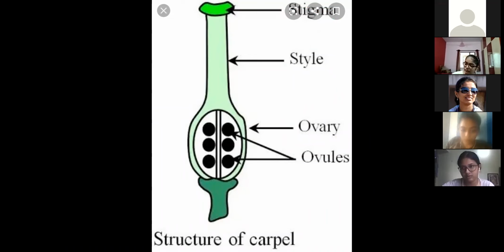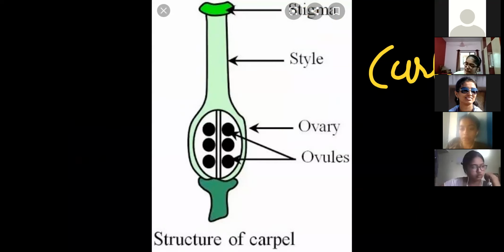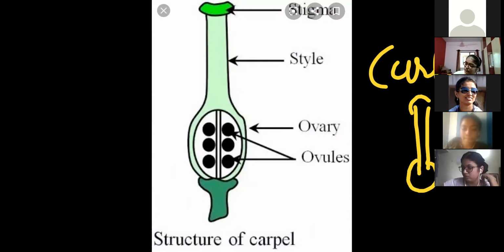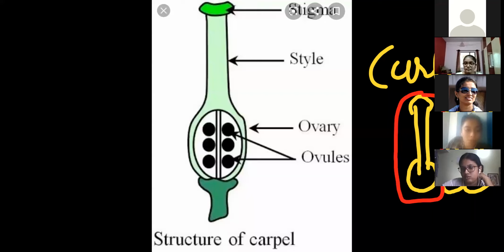Now, gynoecium unit we call carpel, right? Meaning one ovary, style, and stigma. It's one carpel. Then if many carpels, suppose two carpels, so two ovary, two style, two stigma. Three carpels in one flower: three ovary, three style, three stigma. Like this. Basic unit is which one? That's this structure, the ovary, style, and stigma. We call carpel.